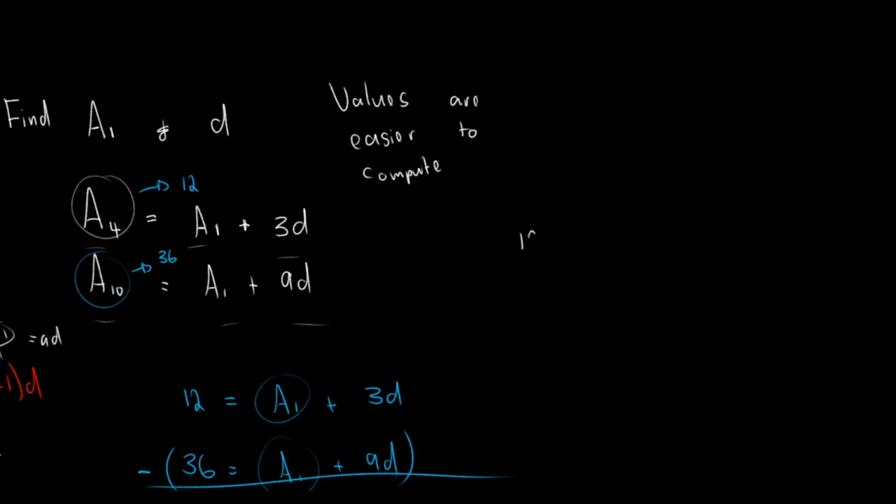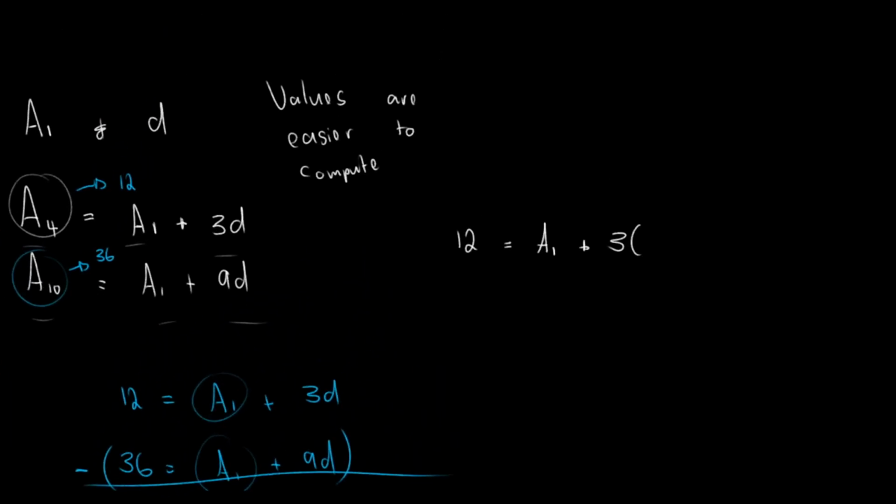So we know A4 is 12. We don't know what A1 is, right? We want to find A1. We know what d is. What's d equal to again? d is 4. This gives me 12 equals A1 plus 12. These two will cancel each other out. So therefore, A1 is then equal to 0, because when I transfer from the left to the right, it becomes 0.